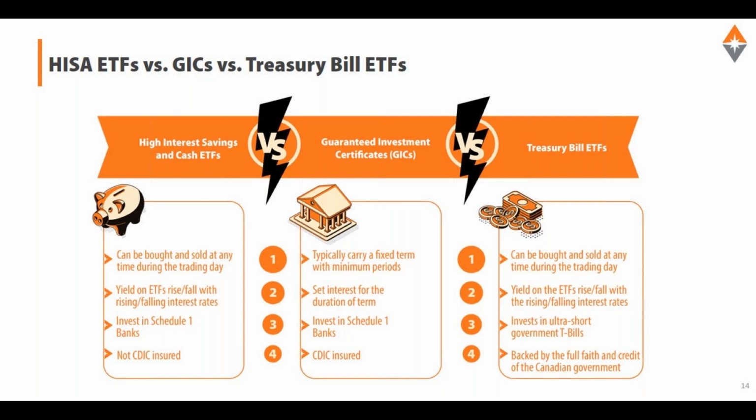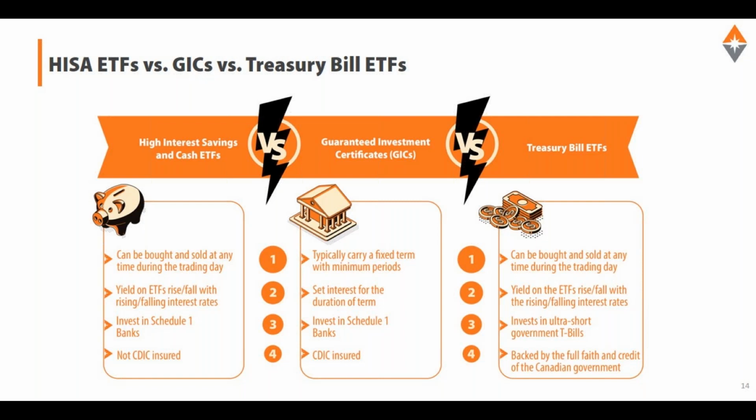So first, to start with the similarities, if you look at both the HISA ETFs and the T-bill ETFs, both are ETFs, which means they can be bought and sold at any point during a trading day. So they're extremely liquid. And also, as you mentioned earlier, the yields are expected to rise and fall with whatever that prevailing interest rate environment is. You contrast that against, say, a GIC, which typically carries a fixed term. And of course, your interest rate is set at the beginning of that term, which is in stark contrast to the T-bill and HISA ETFs.